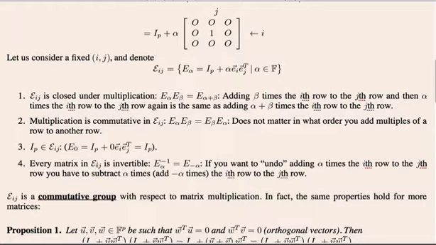Then these matrices are also invertible. The inverse of E alpha is just E minus alpha. And again, it's easier just to understand that to undo the operation of adding alpha times the ith row to the jth row, you subtract alpha times the ith row, which means you add minus alpha times the ith row to the jth row. And that will undo the previous addition, so that means that you get back the identity operation.